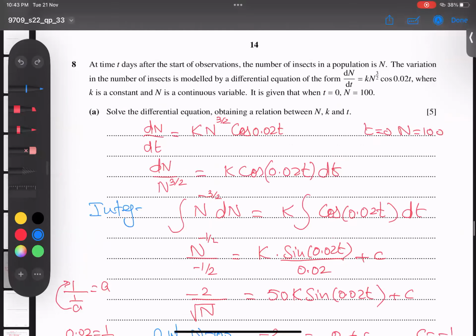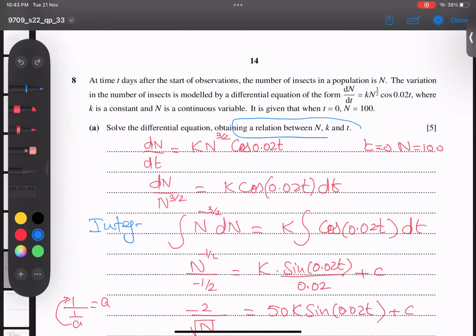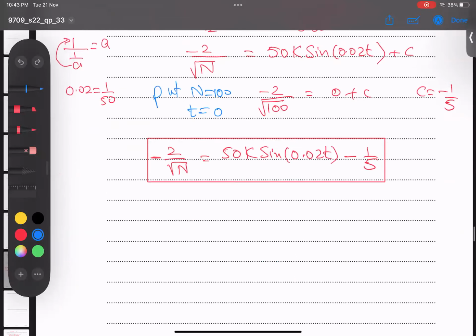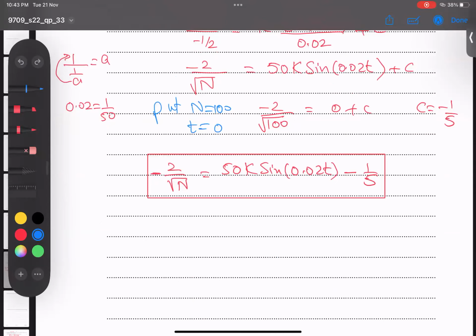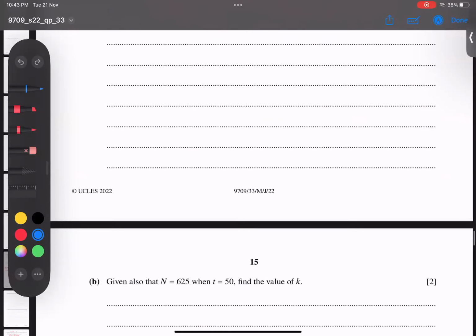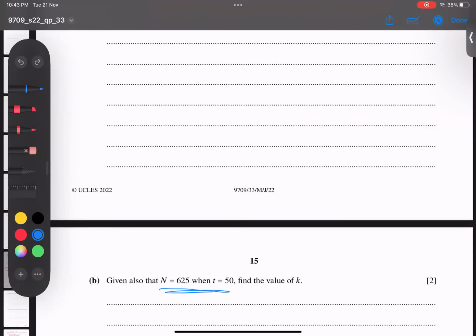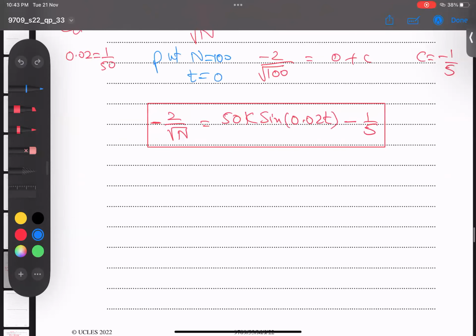The first part he did not mention. He just said make a relation between N and t. He did not say what the subject is. So I can stop it here. Part number two, what is part number two? N is given and t is given, find the k value. So let's try to do that one.